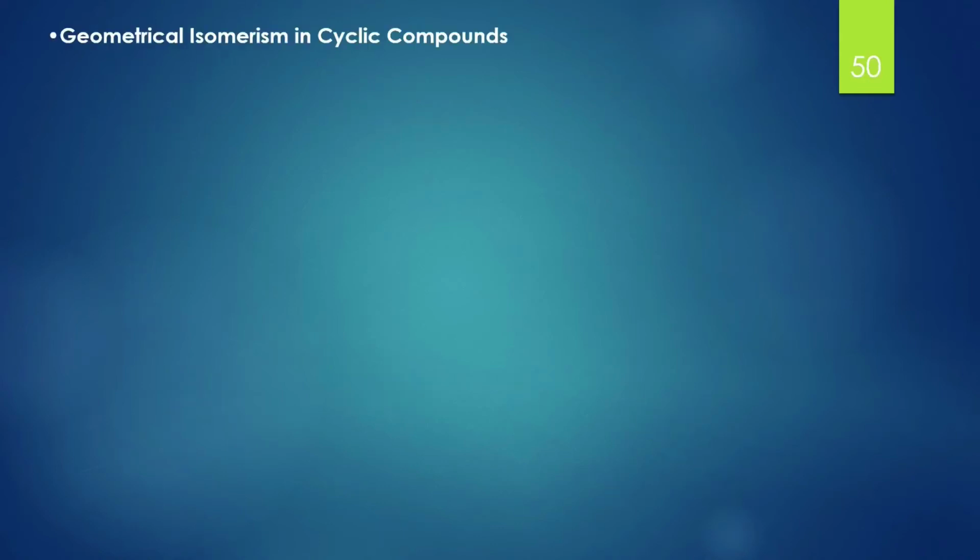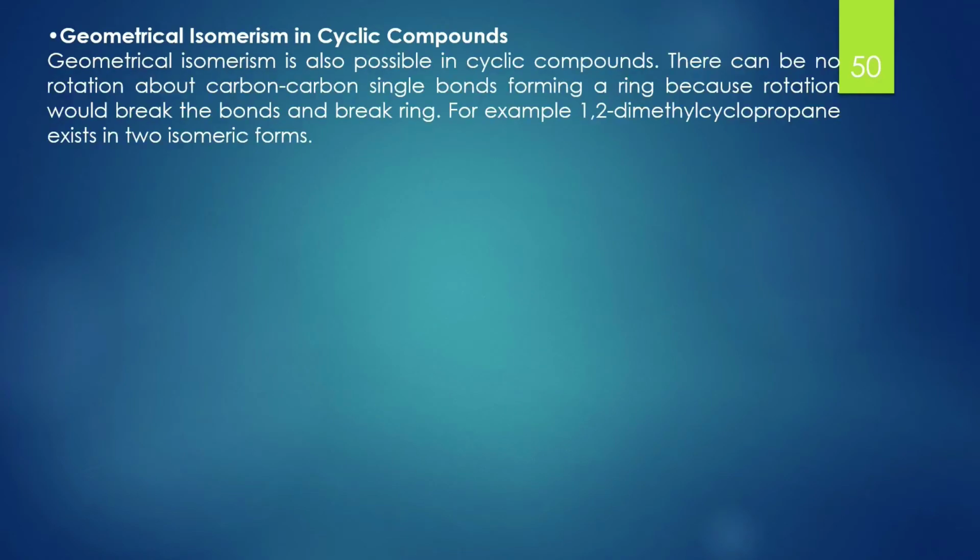Geometrical isomerism in cyclic compounds. Geometrical isomerism is also possible in cyclic compounds. There can be no rotation about carbon-carbon single bonds forming a ring, because rotation would break the bonds and break the ring. For example, 1,2-dimethyl cyclopropane exists in two isomeric forms.